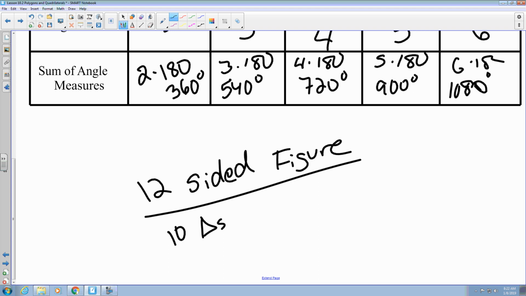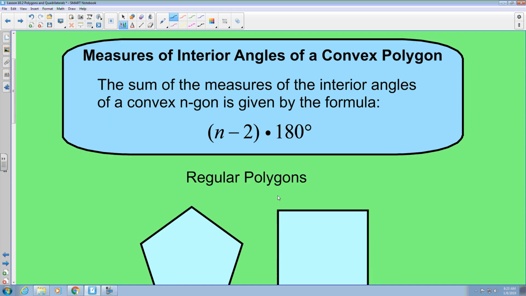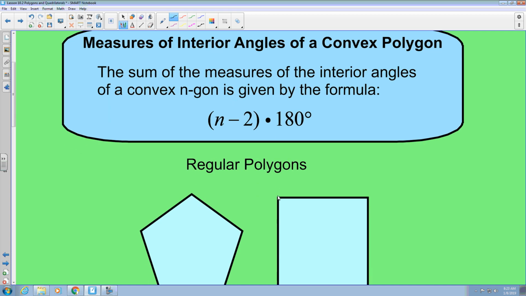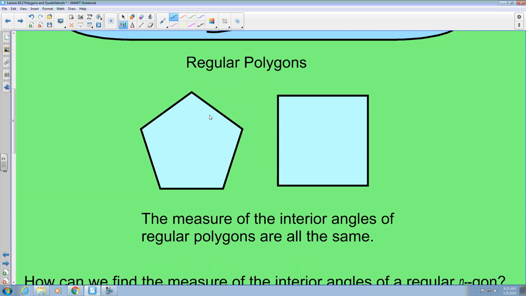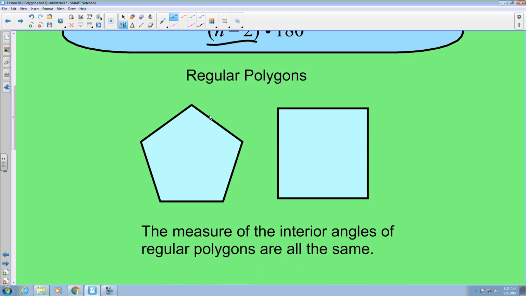So to figure out a 12-sided figure, we just take 10 and multiply it by 180, which will give you 1800 degrees. Okay, so that's how you can figure that out. Also, you have a formula for any convex n-gon, and you could say just n minus 2. All right.